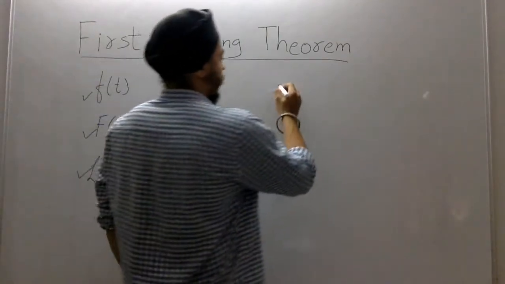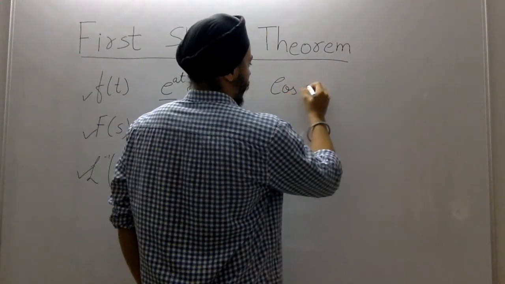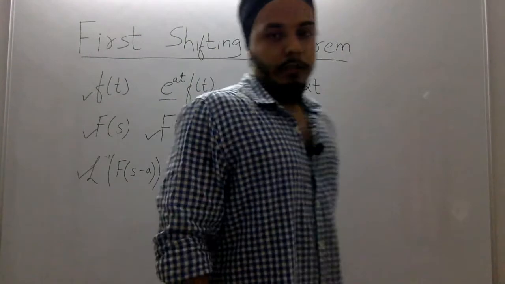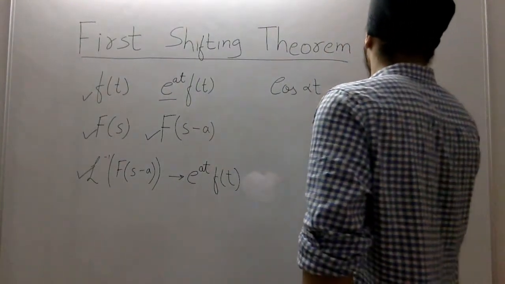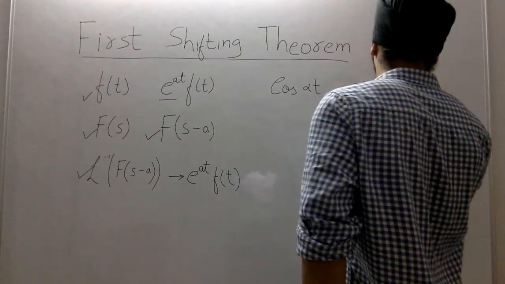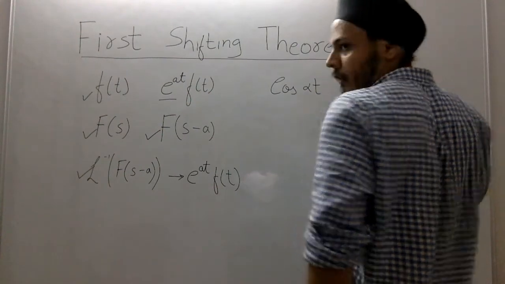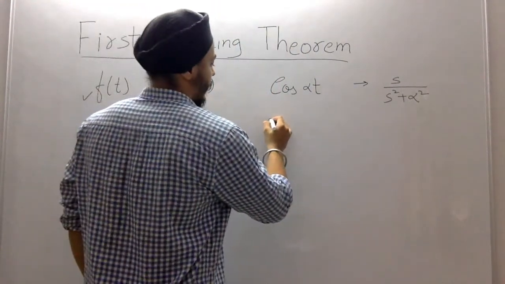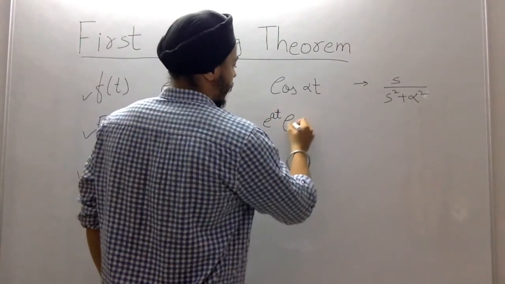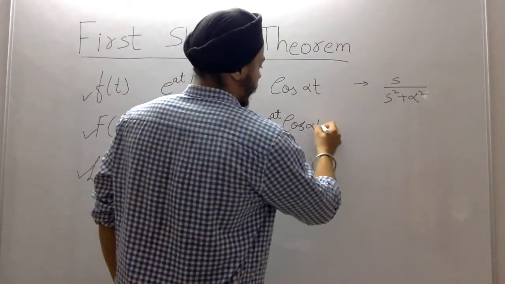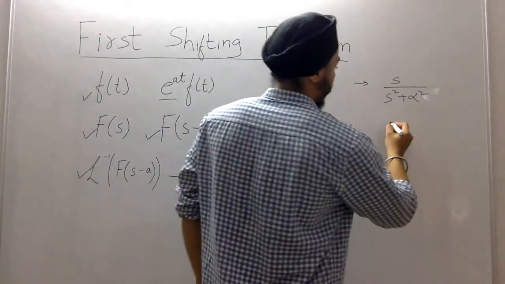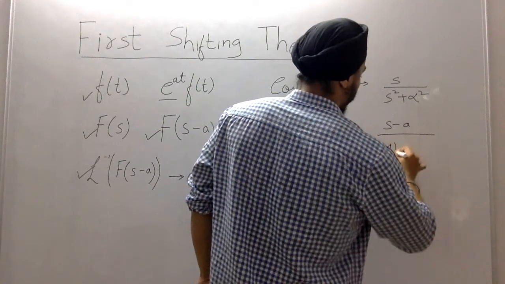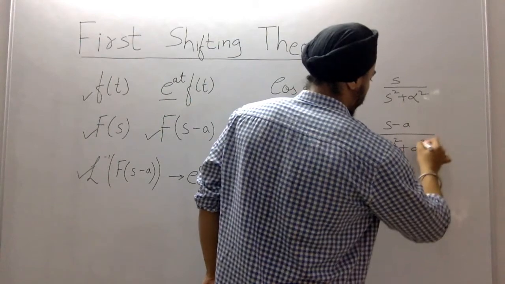Now suppose you are given a function cos alpha t. We know that the Laplace transformation for cos alpha t is s over s square plus alpha square. So the Laplace transformation of e to the power at cos alpha t will be s minus a divided by (s minus a) power 2 plus alpha square.